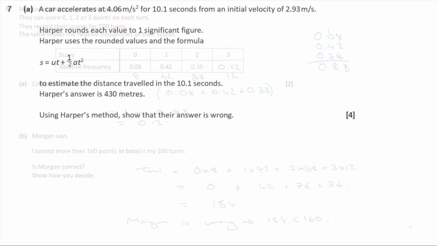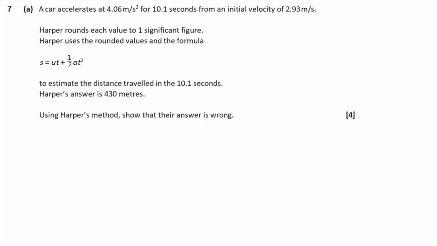Question 7. A car accelerates at 4.06 meters per second squared for 10.1 seconds from an initial velocity of 2.93 meters per second. Harper rounds each value to one significant figure. Harper uses the rounded values and the formula s equals ut plus half at squared to estimate the distance travelled in the 10.1 seconds. Harper's answer is 430 meters. Using Harper's method, show that their answer is wrong.